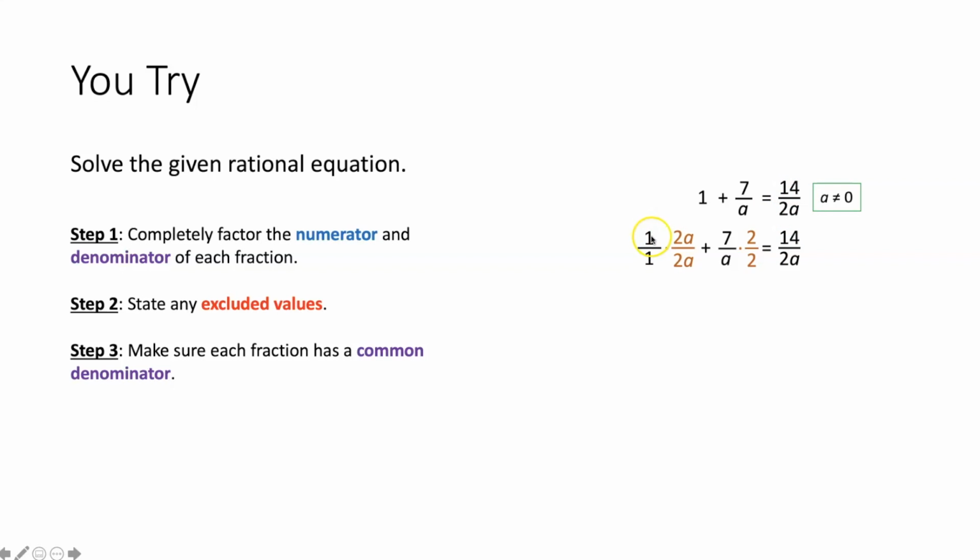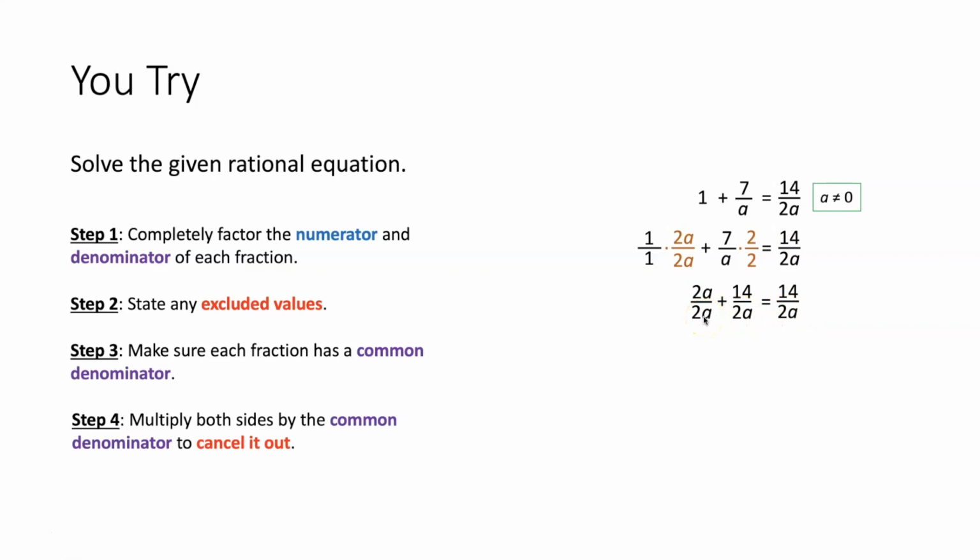Now when I multiply over here, I just get 2a over 2a. Then plus over here, 7 times 2 gives you 14 over our common denominator of 2a. And again, this fraction stays the same. Now, each fraction has a common denominator. So what we can do now is multiply both sides of the equation by that common denominator to cancel it out. Over here, I distribute the 2a to each of these fractions.